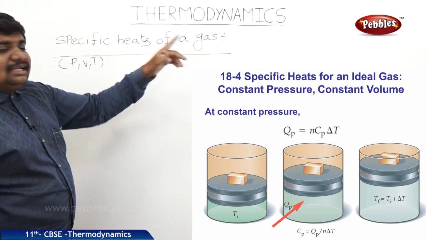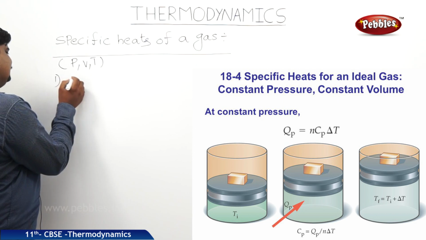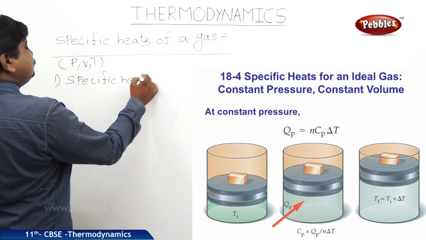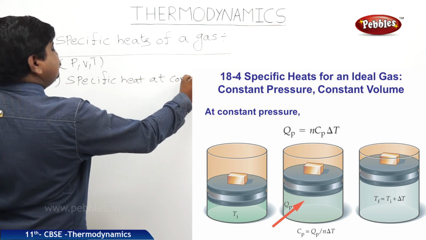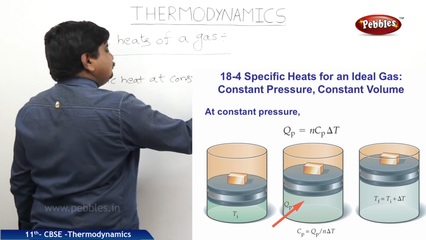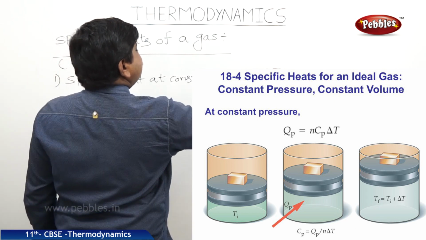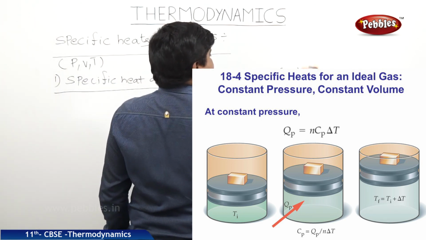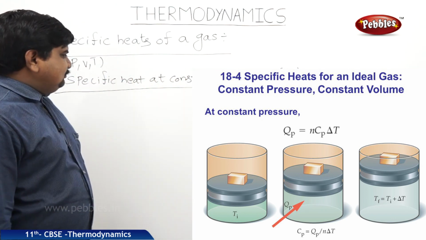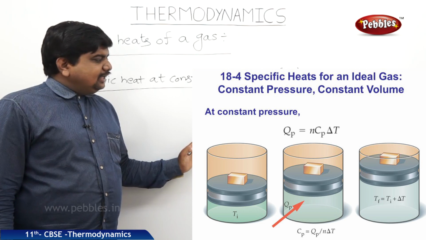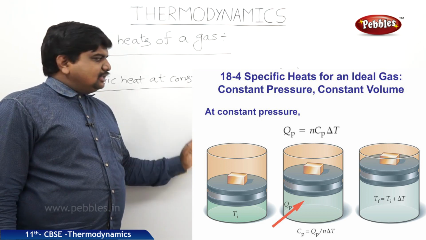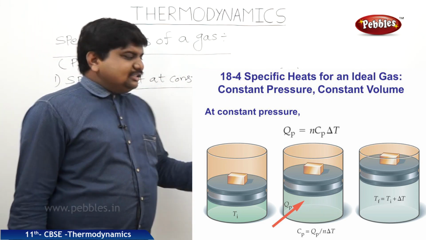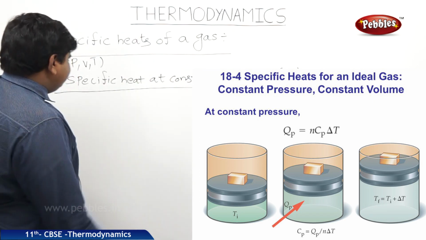So the specific heats of gas are classified into two types. First one is specific heat at constant pressure. The symbol for this is Cp. What is the definition of this one? The amount of heat energy required to raise 1 gram of gas by 1 degree Celsius temperature at constant pressure is called specific heat at constant pressure.